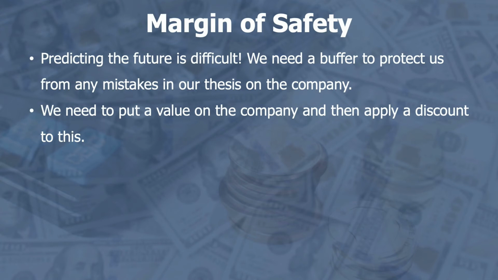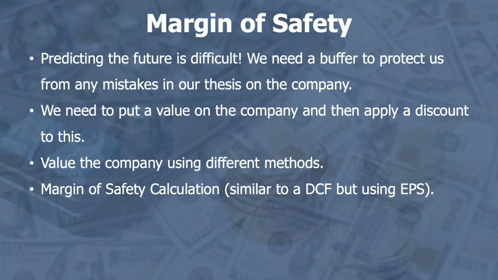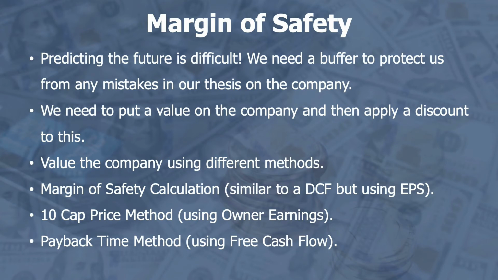So this is where the valuations come into play. Phil Town uses 3 different valuation methods, which is the margin of safety, which is like a discounted cash flow but using the earnings per share. And also he has the 10 cap price method, which uses the owner earnings, and the payback time method, which uses the free cash flow. And he actually has calculators on his website as well. So I'll leave links to all of that stuff for you to go and check it out as well.